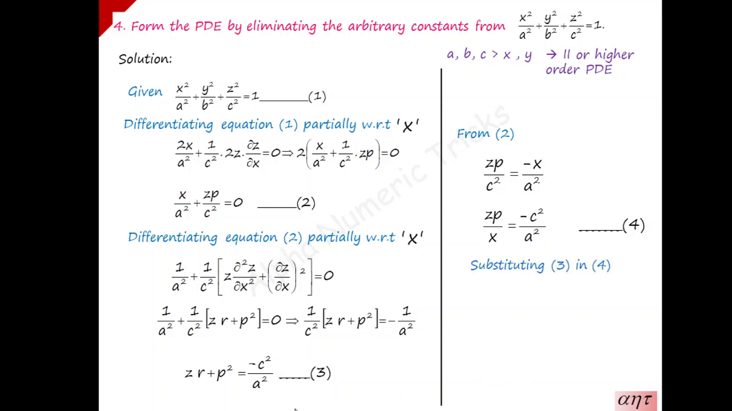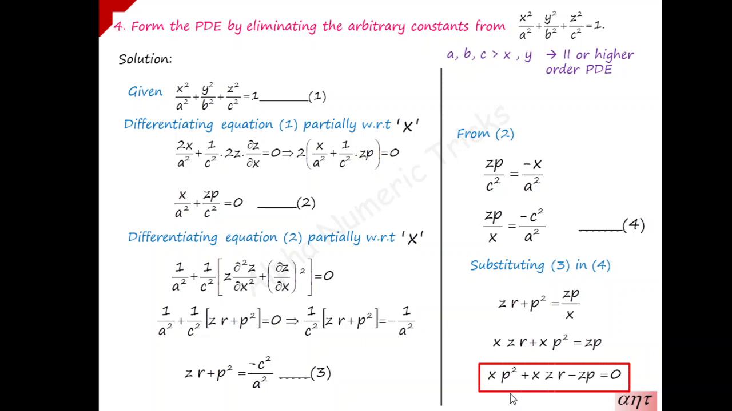So substituting 3 and 4, you have zr plus p squared is equal to, instead of minus c squared by a squared, you replace it by zp by x. Now you take this x to the numerator of the left hand side. So you have x into zr plus p squared is equal to zp. Taking x inside, x zr plus xp squared is equal to zp. Taking zp to the left hand side, it becomes minus zp, that is xp squared plus xzr minus zp is equal to 0. This is the required partial differential equation.